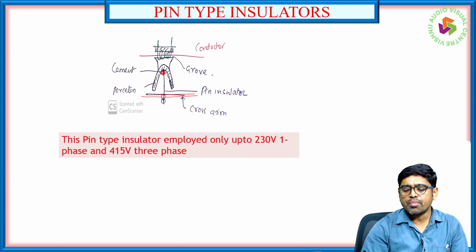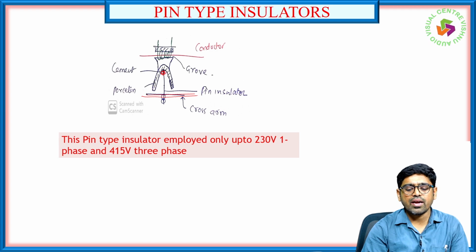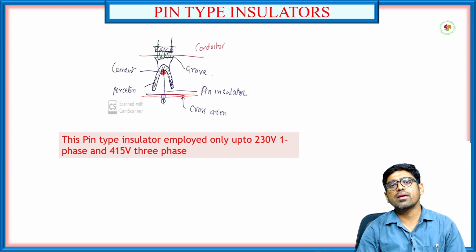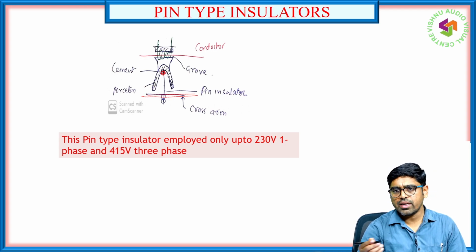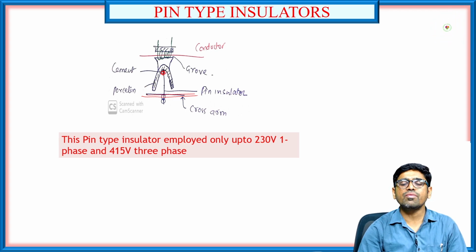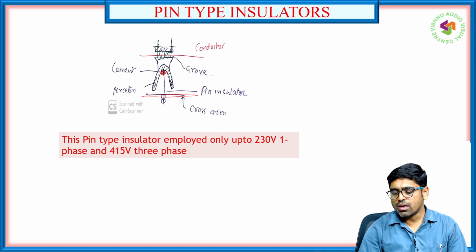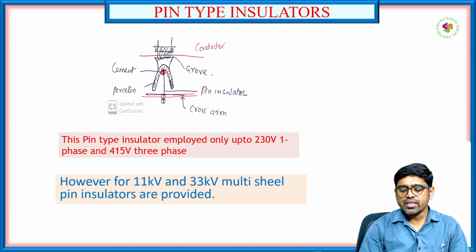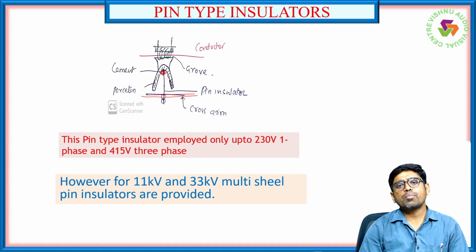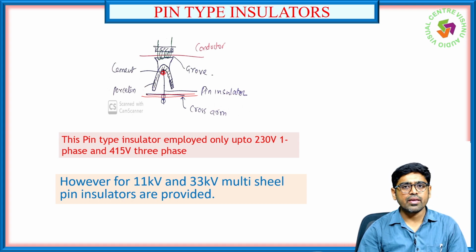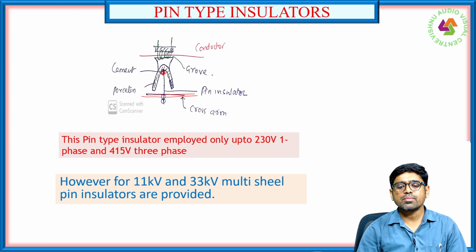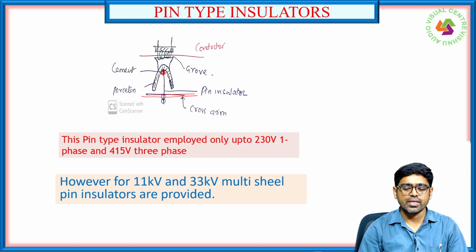This pin type insulator is employed only up to 230 volts single phase and 450 volts 3-phase supply. So this pin insulator is limited to applications like household supply, like in our street, where single phase or 450 volts 3-phase systems are connected. However, for 11 kV and 33 kV, multi-shell pin insulators are provided, because the simple pin insulator cannot withstand the higher voltage.